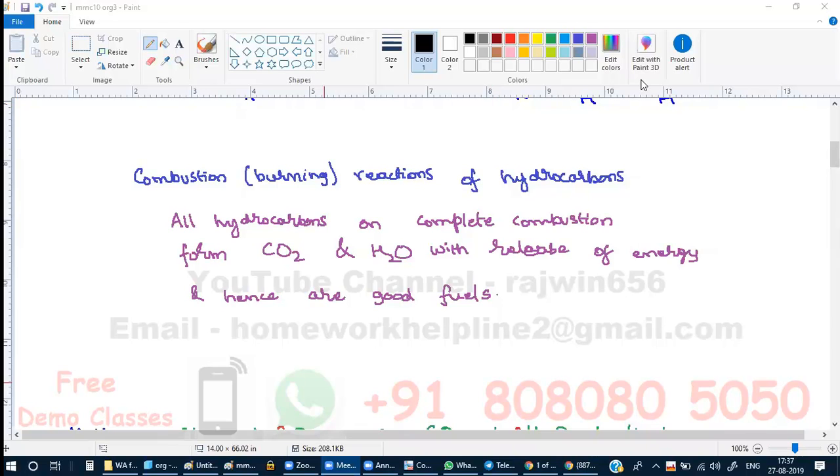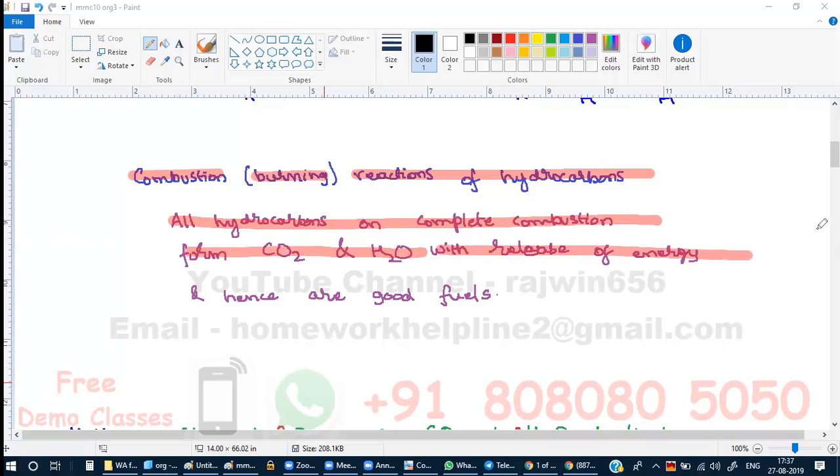So we are starting with reactions of organic compounds. The first of this is combustion, that is burning. The reactions of organic compounds, all hydrocarbons on complete combustion will form CO2 and H2O with the release of energy. Should I write the definition down, sir? I will give you time to write it down.